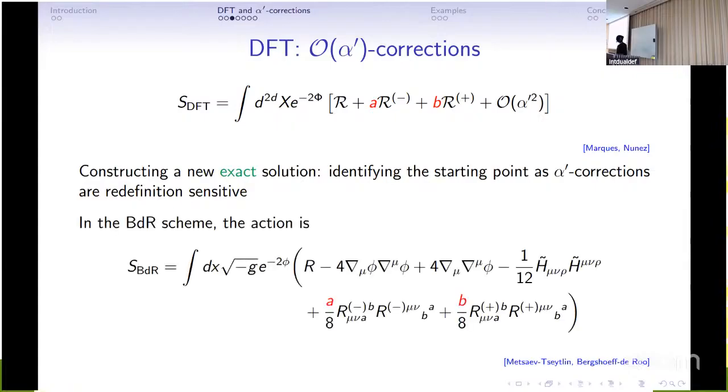Let's say once again, if you do something similar to what we did in the leading order, where you have the DFT action, you impose the section condition, you want to look at what happens at the supergravity level. Instead of these curly R's showing up here, you want to look at the usual field content that we are used to. In the BDR scheme, it looks something like this, where once again, we have these A and B parameters coming in. The little H tildes also have these A and B parameters, so that takes care of the alpha prime correction part.